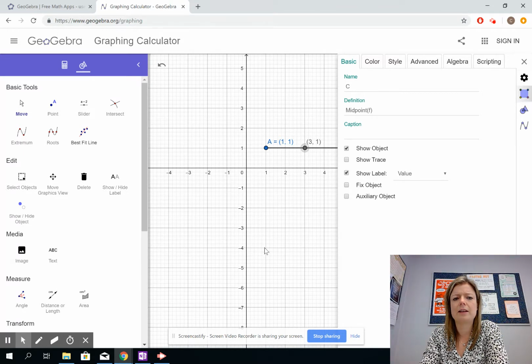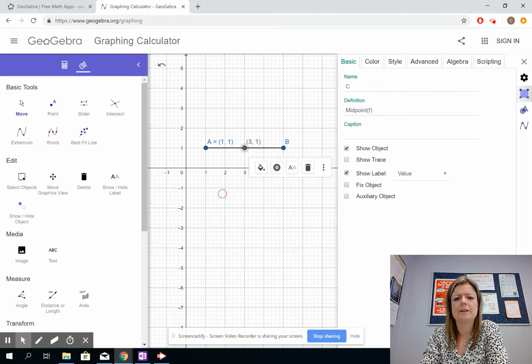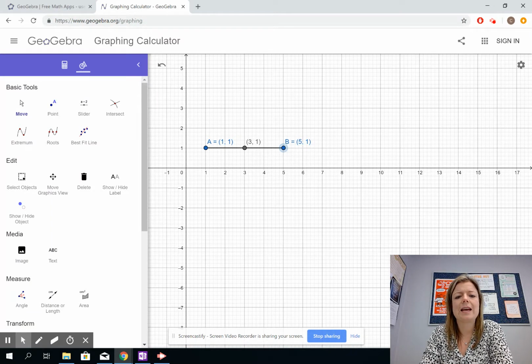And then finally, for this one, same thing. Settings, we want to show its name and value. So that actually shows the coordinates. So notice that if we have point A, 1, 1, and point B, 5, 1, then the midpoint is 3, 1. 3 is directly halfway between 1 and 5.